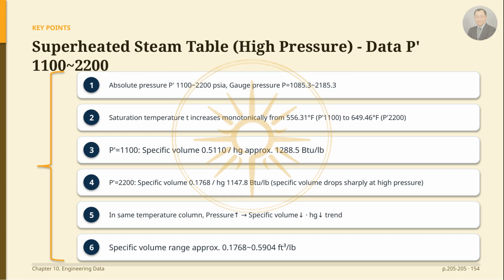On the other hand, as the absolute pressure increases to 2,200 psi, the specific volume decreases significantly to 0.1768 cubic feet, and the total heat drops to around 1,147.8 BTU. In other words, in the high-pressure region, there is a clear trend where both specific volume and total heat decrease as pressure increases within the same temperature column. The specific volume in this section ranges roughly from 0.1768 to 0.5904 cubic feet per pound.